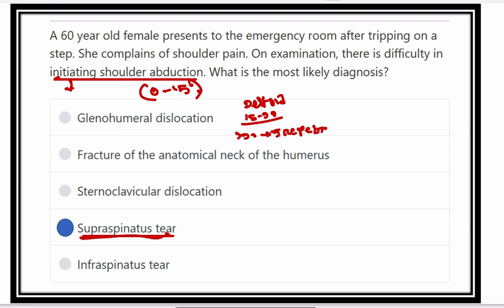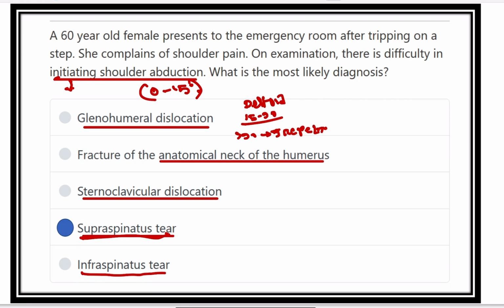Now the other options. In glenohumeral dislocation, all types of movement are lost, not only abduction but also adduction, medial rotation, and lateral rotation. Fracture of the anatomical neck of the humerus is also not true, because it also involves all types of movement. Sternoclavicular dislocation is not true, because the sternum is located in the central region just below the trachea. And infraspinatus tear usually has very minimal effect, as the infraspinatus muscle has a very minimum role or no role in abduction.